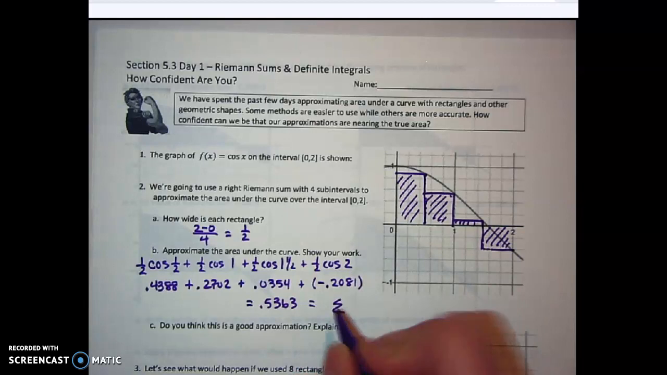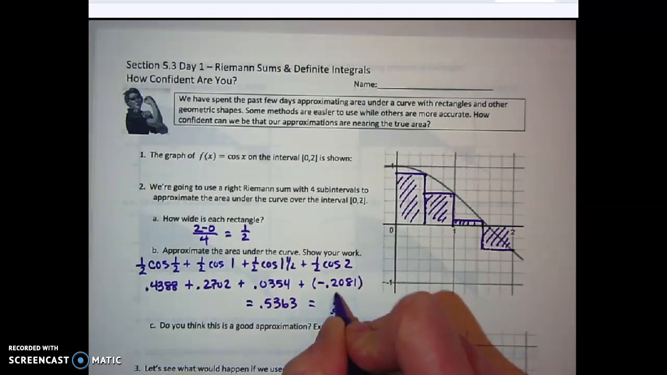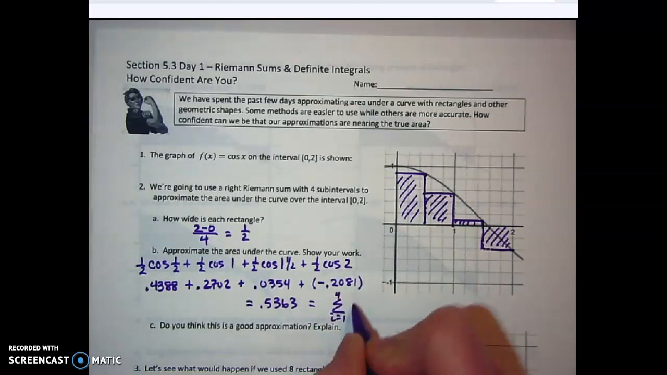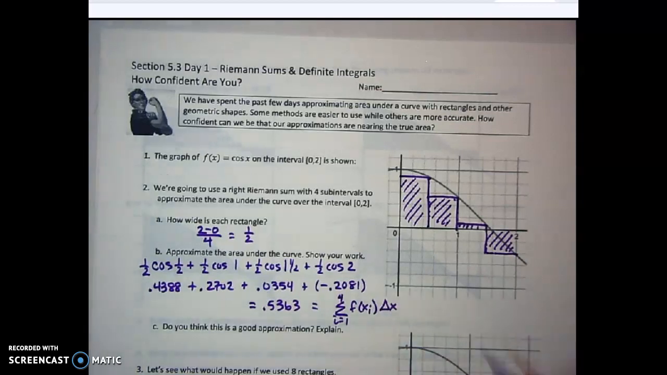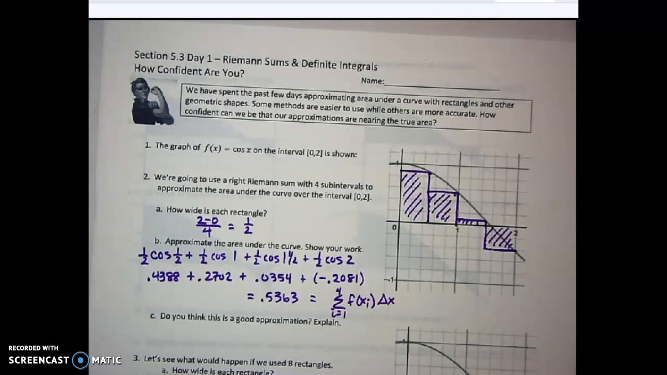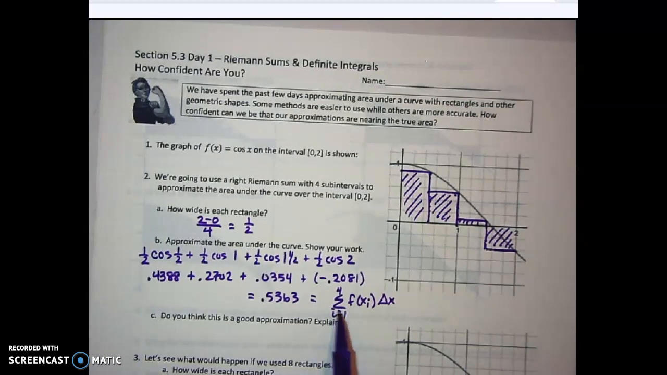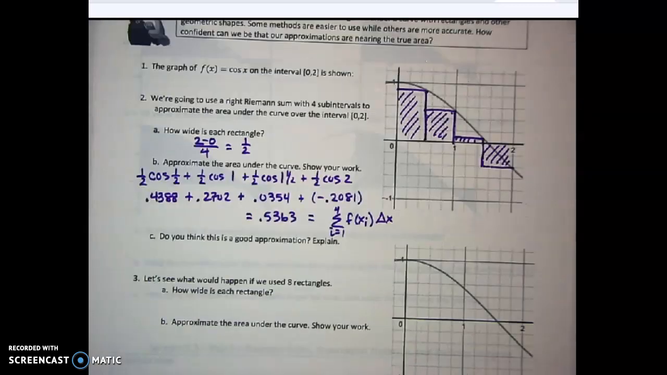We introduce a new way to write this, new notation. This is the sum from i equals the first rectangle to the fourth rectangle of the height of each rectangle, that's an f of x sub i, times delta x. So that's just kind of a new notation. We're adding up the summation notation. We're adding up the first to the fourth rectangle of this is the height, and that's going to be the width. Do you think this is a good approximation?